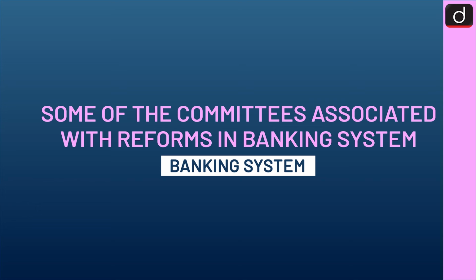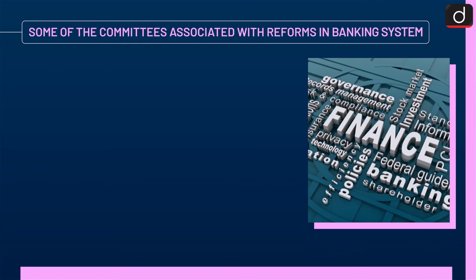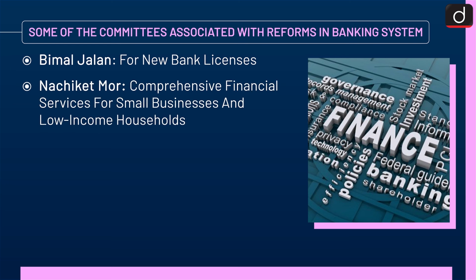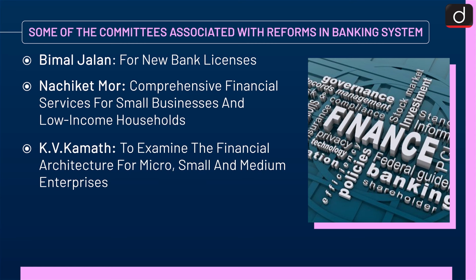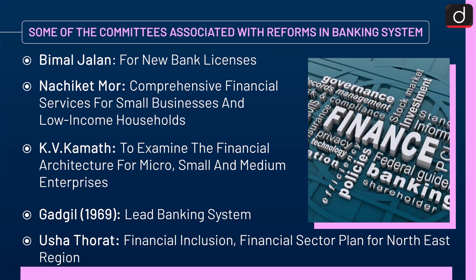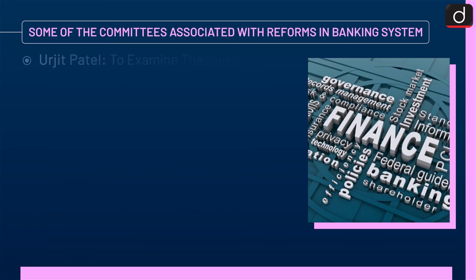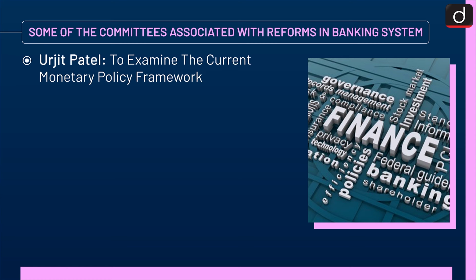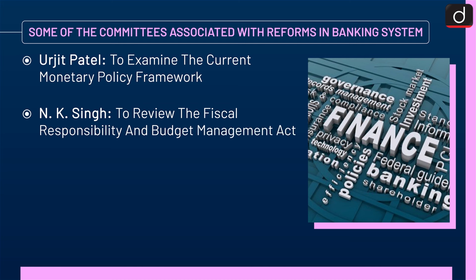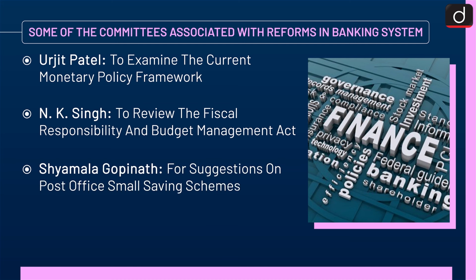Now lastly, let's discuss some of the committees associated with reforms in the banking system. First is Bimal Jalan for new bank licenses; Nachiket Mor, comprehensive financial services for small businesses and low-income households; K.V. Kamath, to examine the financial architecture for micro, small and medium enterprises; Gadgil, 1969, that is the lead banking system; Usha Thorat, financial inclusion, financial sector plan for Northeast region; Urjit Patel, to examine the current monetary policy framework; N.K. Singh, to review the Fiscal Responsibility and Budget Management Act; and Shamala Gopinath, for suggestions on post office small savings schemes.